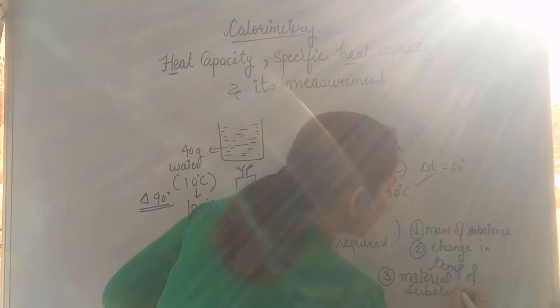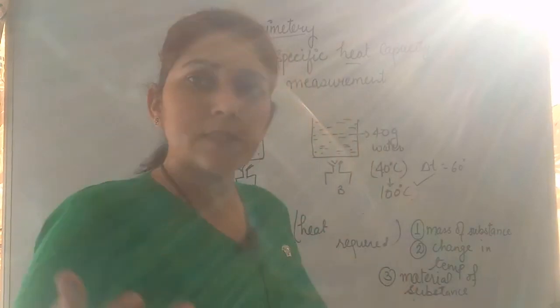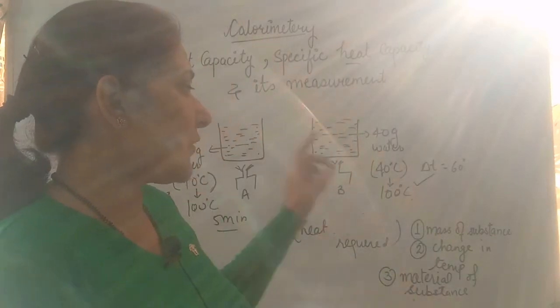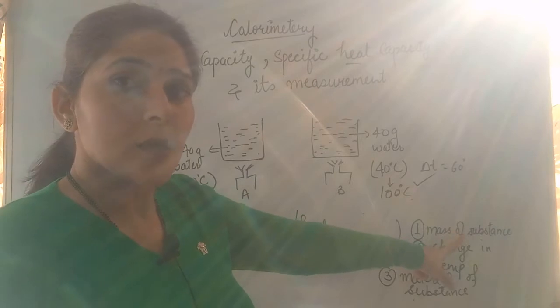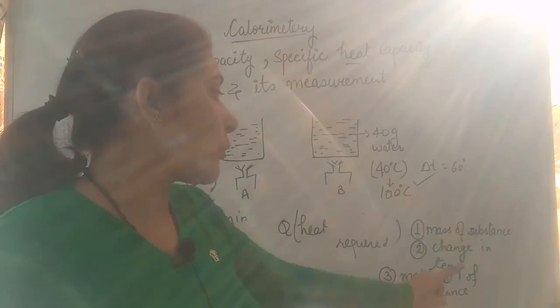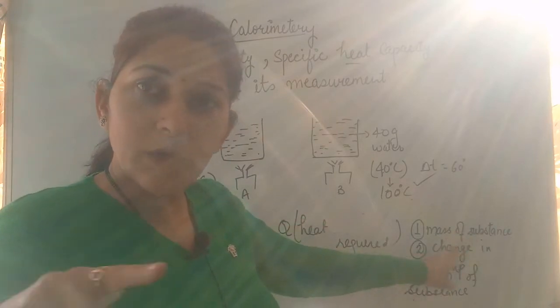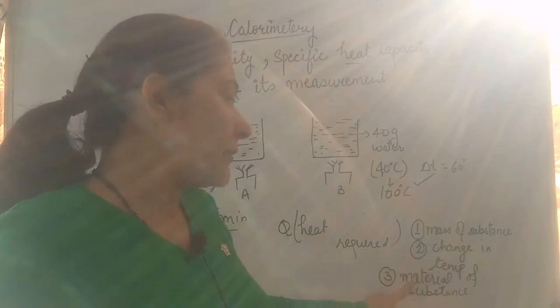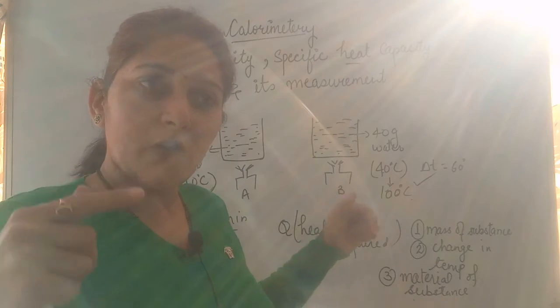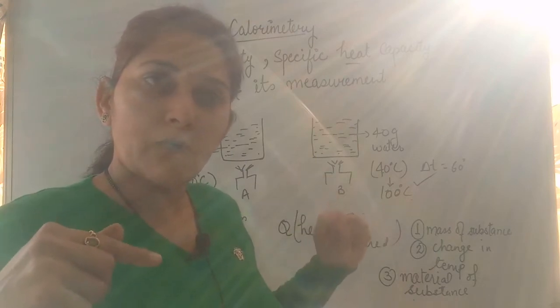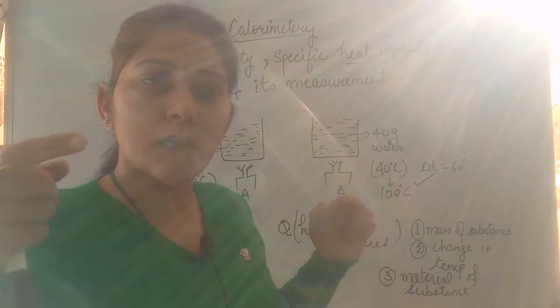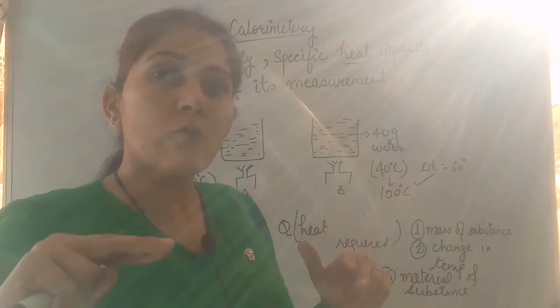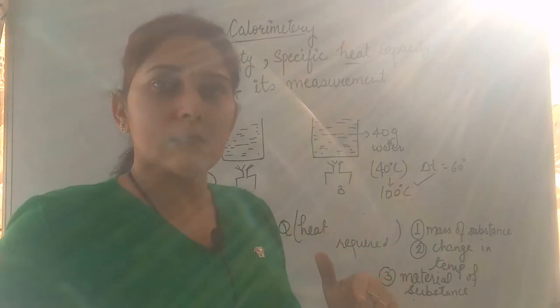So that means the heat required to raise the temperature depends on these three factors. One is the mass of the substance. The more the mass, the more the heat required. Change in temperature: the more the change in temperature, the more the heat required to raise the temperature. And third is the material of the substance. If it is a conductor, less heat is required to raise the temperature. If it is an insulator, more heat is required to raise the temperature.